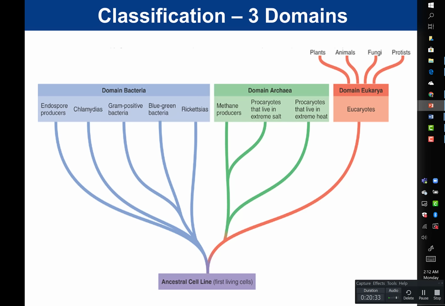If we look at domain Archaea, we have our methane producers. We have our halophiles, the ones that live in extreme salt. We have our thermophiles, the ones that live in extreme heat. If we look at domain Eukarya, these are again going to be made of eukaryotic cells. And so within domain Eukarya, we can have our four kingdom system: plants, animals, fungi, protists. And then we can keep classifying and getting more specific as we move through this hierarchy.